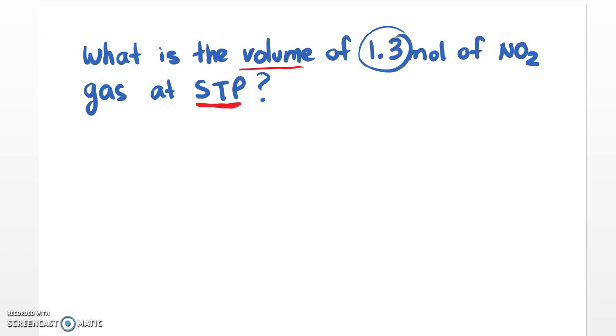Everybody, this movie is about how to convert moles of gas to liters of gas and vice versa. So here's our first question. What is the volume of 1.3 moles of NO2 gas at STP?